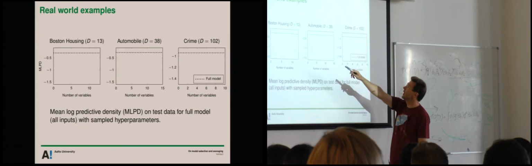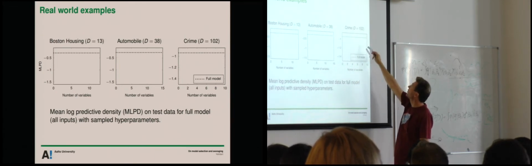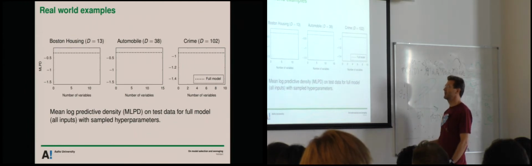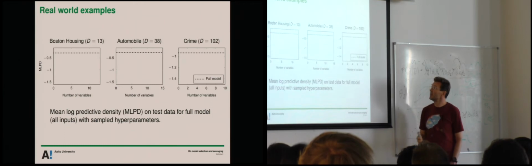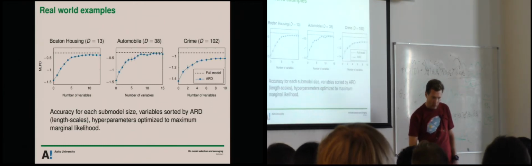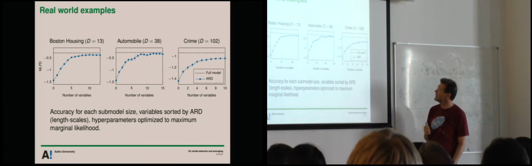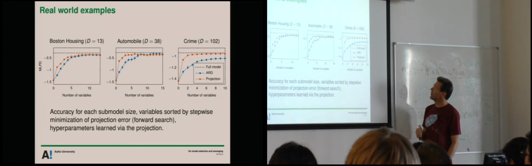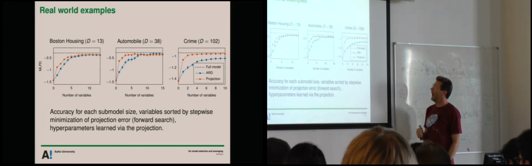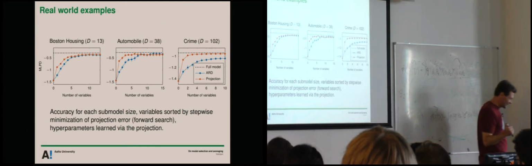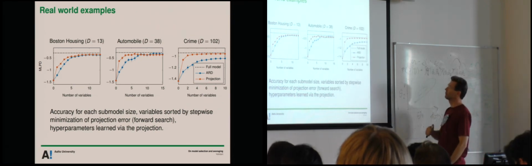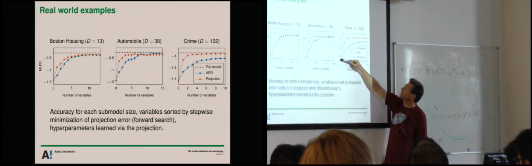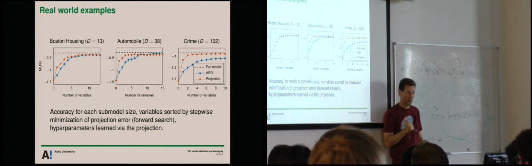Now with the GP, there's Boston housing with 13 variables, automobile with 38, and crime with 102 variables. The dashed line is now the full model with all inputs and using MCMC to sample hyperparameters. What if we order the variables based on ARD? And here the red line is the performance if we use the projection. And it's not just about in which order we add them, it is also that we get better performance because of using the projection. And you can see that when we get more and more variables, there's a bigger and bigger difference here, and we can find smaller models which achieve the same predictive performance as the full model.